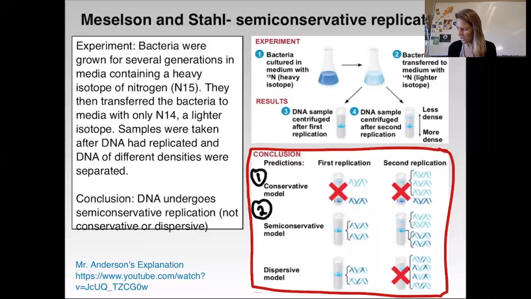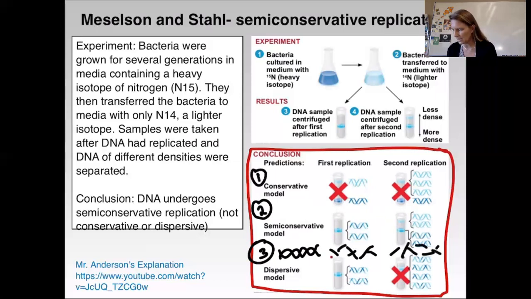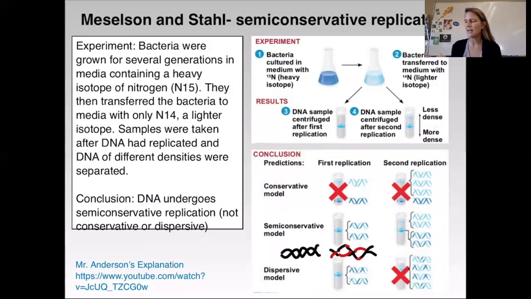And the third model is called dispersive. And this really was a model where you had your original DNA, and instead of it completely separating and having each one read, it had little pieces read, right? So for example, you'd have little pieces of old DNA, and you would have the new DNA kind of interspersed throughout that model, all right? So we now know it's semi-conservative replication, and we're going to talk about why. And it's through this experiment that was done by Meselson and Stahl.